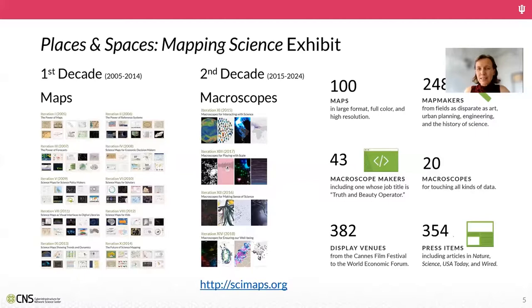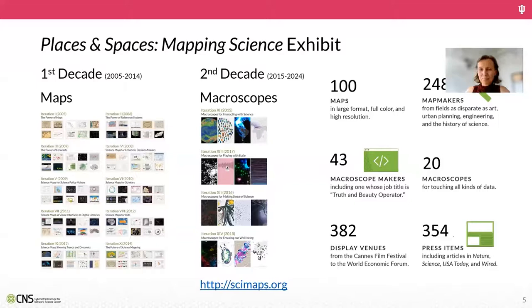In the second decade going on right now, we have interactive data visualizations, and some of you might like to explore those. And in total, we now have 100 maps, more than 4 times 6, 24 macroscopes. And we also have many, many display venues that we had the exhibit on display.